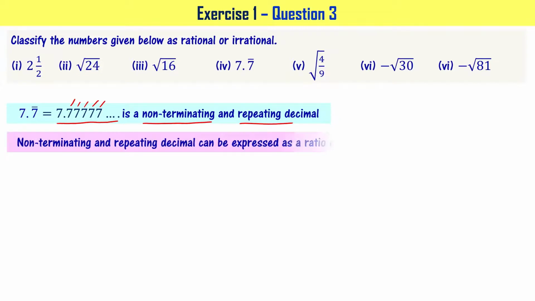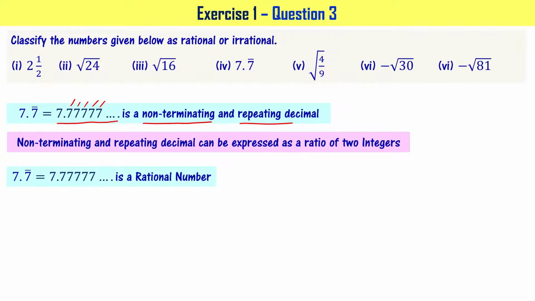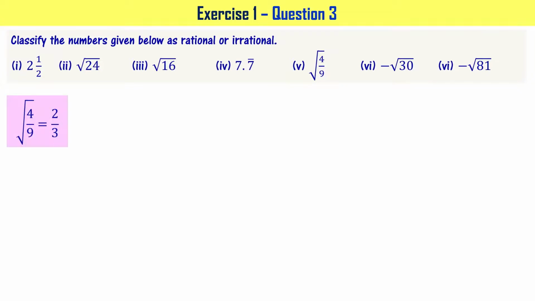We learned that non-terminating and repeating decimals can be expressed as a ratio of two integers, right? It means the given number is a rational number, right? So let me write that 7.7777 and so on is a rational number, because we learned in this chapter that non-terminating but repeating decimals can be expressed as a ratio of two integers. Got it? Now let's look at the next part of the problem, that is square root of 4 by 9.